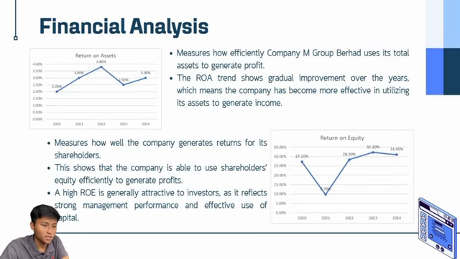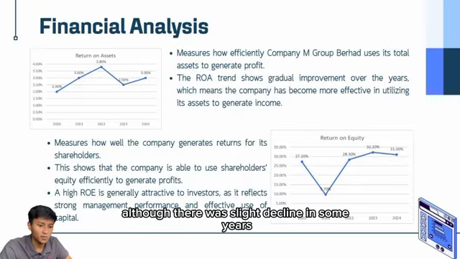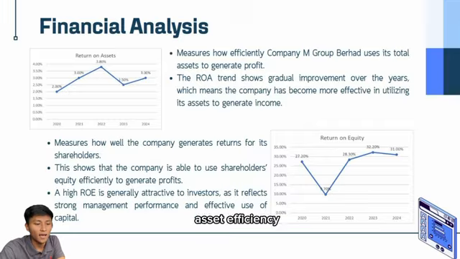Next is the return on asset or ROA. ROA measures how efficiently company M Group Berhad uses its total asset to generate profit. The ROA trend shows gradual improvement over the years, which means the company has become more effective in utilizing its asset to generate income. Although there was a slight decline in some years, the overall performance indicates improving asset efficiency.